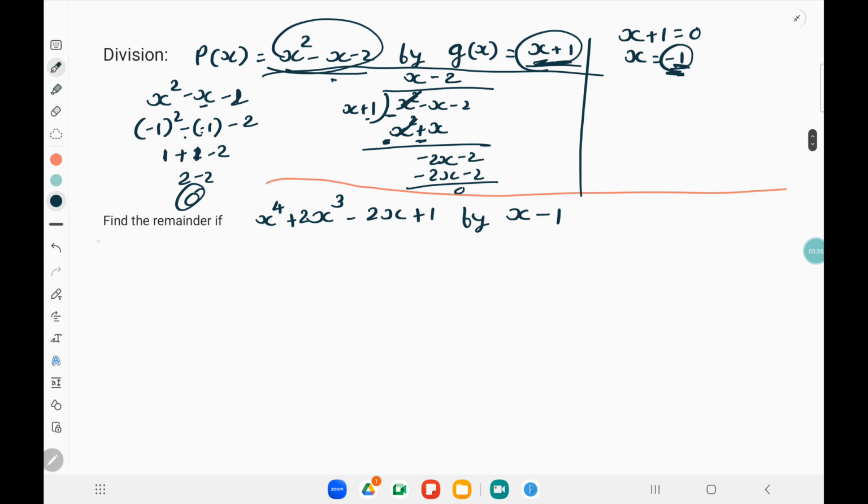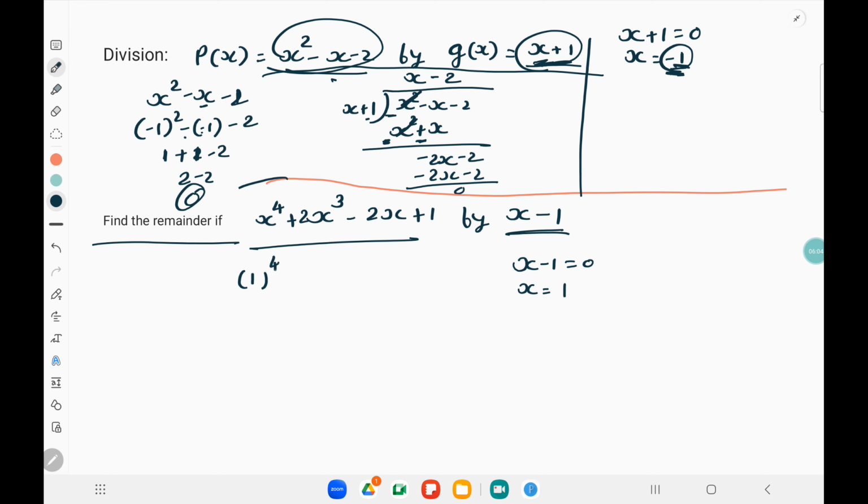Okay, here they ask us this question: find the remainder of x to the power of 4 plus 2x cubed minus 2x plus 1, divided by x minus 1. So first we find the x value. So x minus 1 equals 0, so x equals 1. So now we know the x value, and here we replace x by that value.